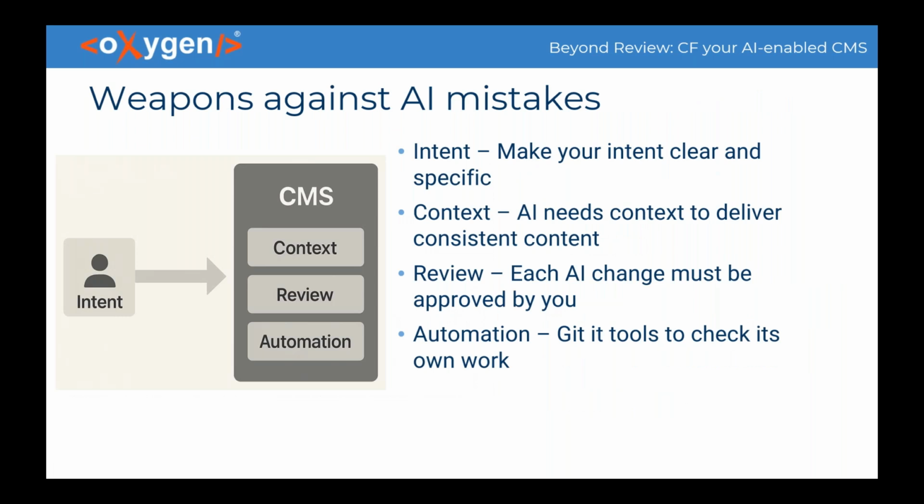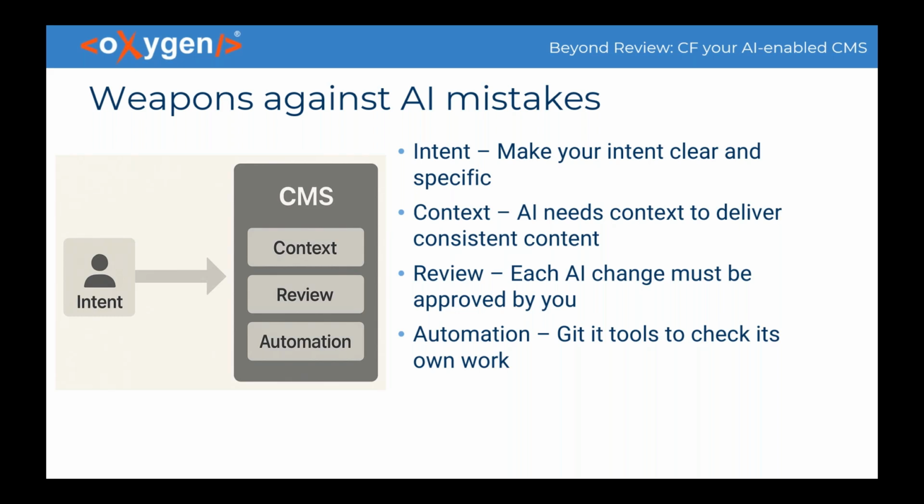Yeah, so there are some weapons that you can use against AI mistakes. The four tools, or as I call them, the AI content pillars, are the intent. The intent is the most important contribution of a technical writer. You have to tell AI what content to create, and it helps if your intent is clear and specific.